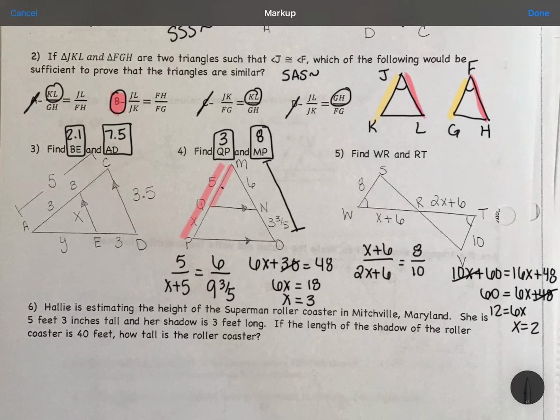So x equals 2. And because x equals 2, now I can find the length of WR by plugging in my x of 2. So I get 2 plus 6 is 8. And I can say 2 times 2 is 4 plus 6 is 10. So that's a nice isosceles triangle there.